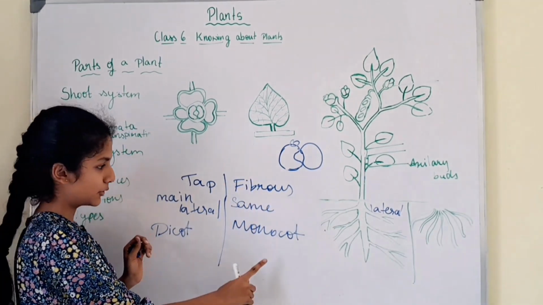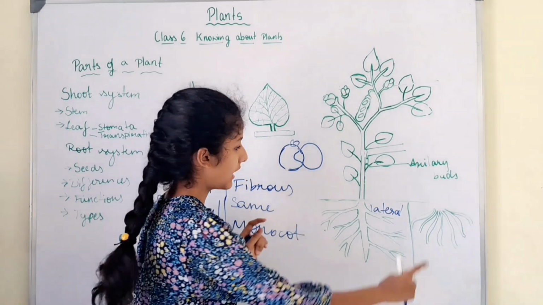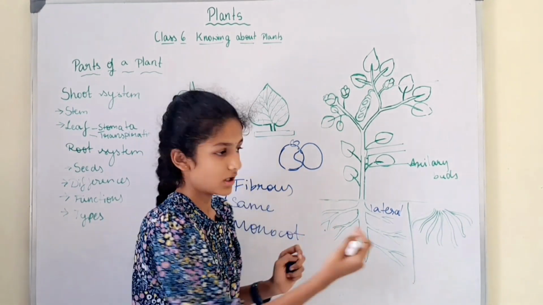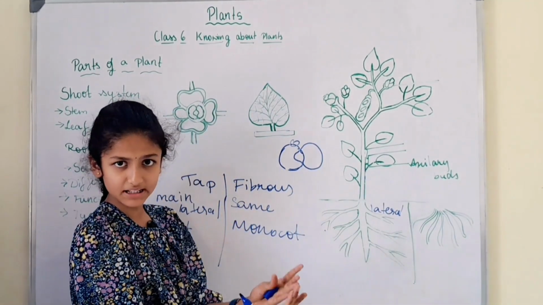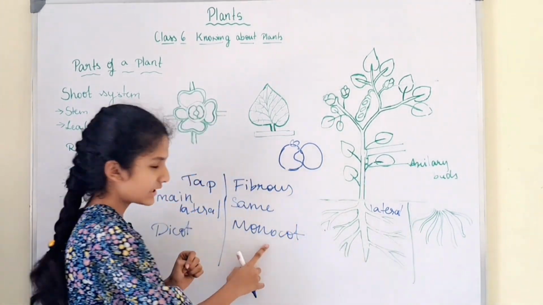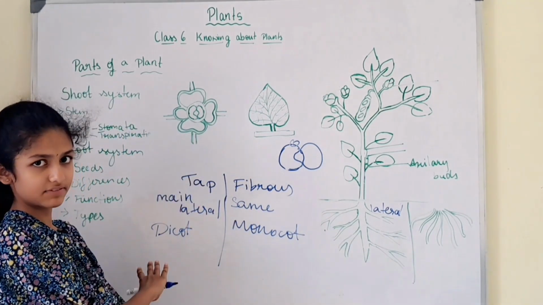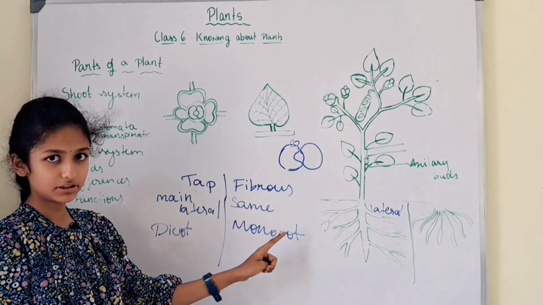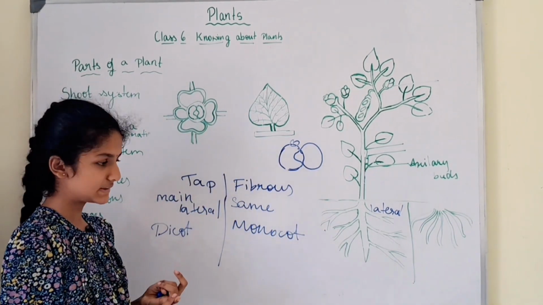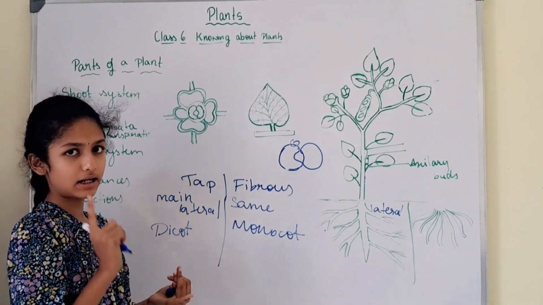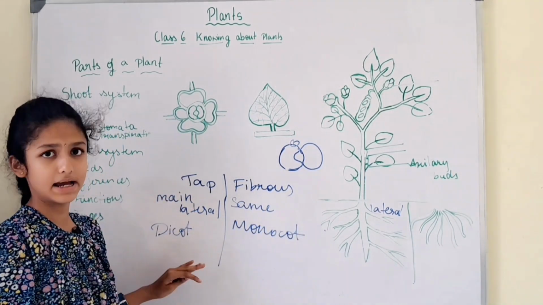Fibrous root is a monocot. If you take one strand of a fibrous root, all the roots will be of the similar type. It means only one cotyledon, monocot. Here, it will be the reverse, dicot. So in fibrous root, all the roots are of the same size, it is a monocot. In taproots, there is the main root and lateral roots, it is a dicot.